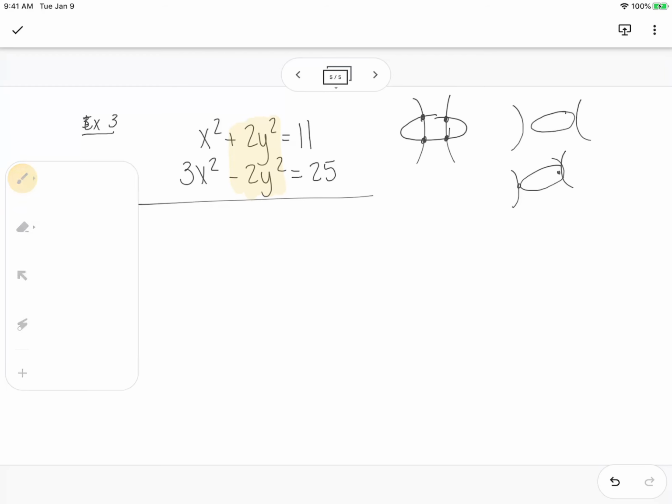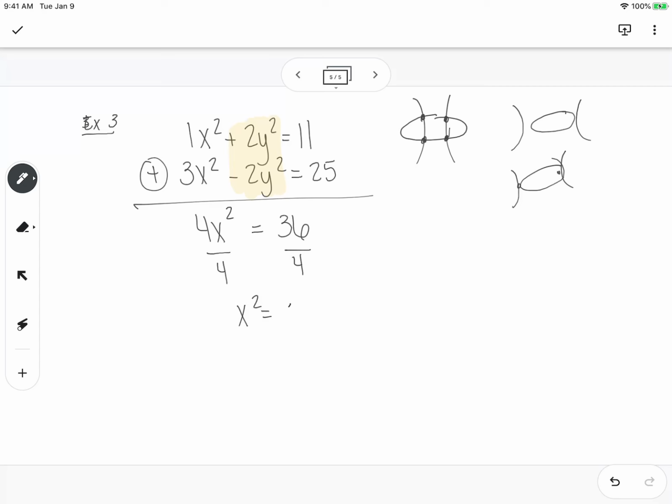So because I already have opposites, you're going to add the equations. If you didn't have opposites, you'd first have to make opposites, then you would add the equations. All right, so when I add, I get 1x² + 3x² is 4x². Almost gave away the answer there. Equals, the opposites cancel. So now I'm at 11 + 25 is 36. Divide by 4.